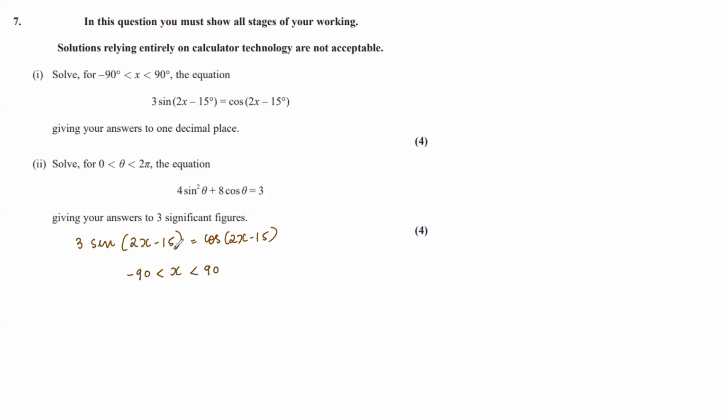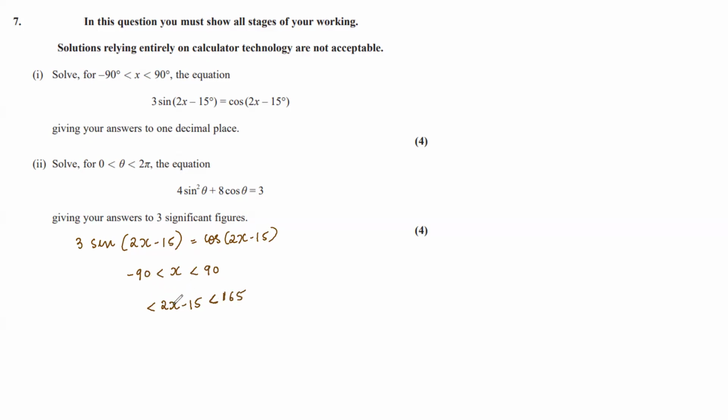Now, we don't have x here. We have 2x minus 15. So, the interval will change. 2x minus 15 will be, so multiply 90 with 2. So 2 into 90 is 180. 180 minus 15 will be 165. Instead of x here, you substitute it with 90. 2 into 90 is 180. 180 minus 15 is 165.